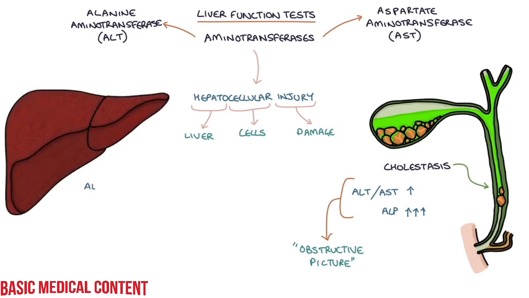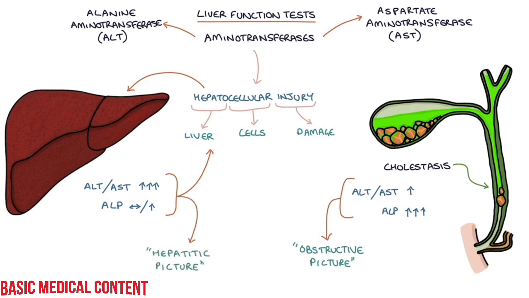Alternatively, if the ALT and the AST level are high in comparison to the ALP level, this is more indicative of a problem inside the liver with hepatocellular injury, and this is described as a hepatitic picture, as opposed to an obstructive picture.